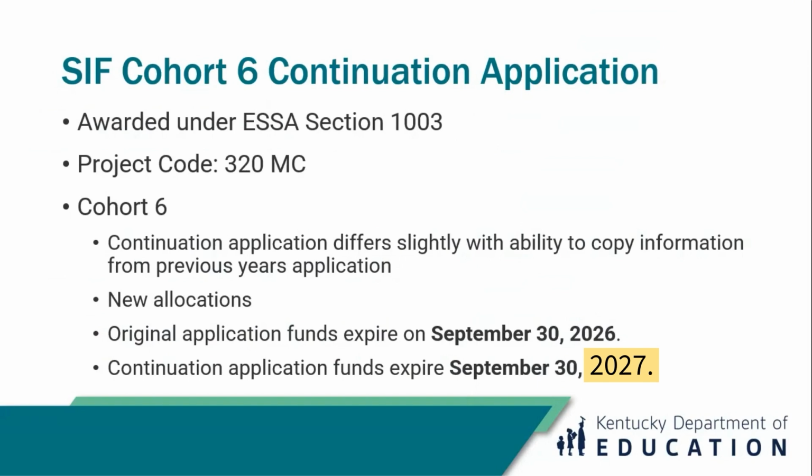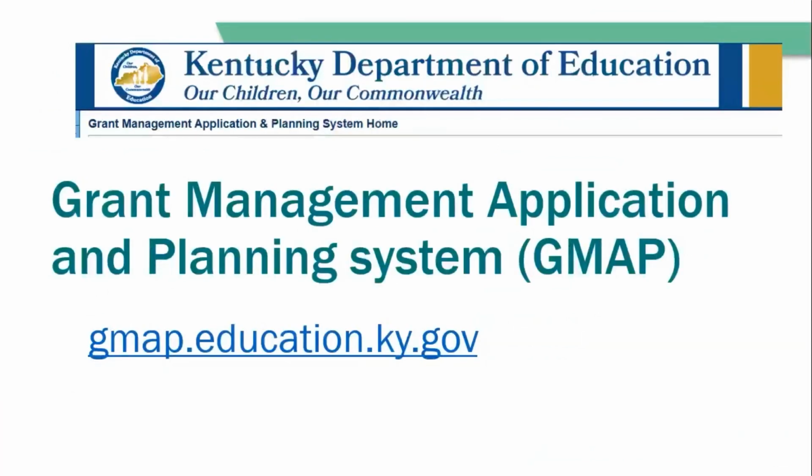It's also important to note that the allocation amount may be different for the continuation award, so be sure to review and update accordingly. As a reminder, the original application funds are set to expire on September 30th, 2026. The continuation award expires September 30th, 2027.